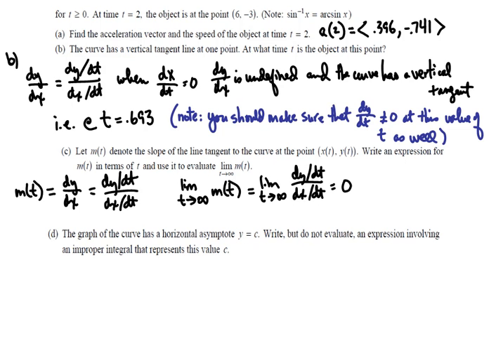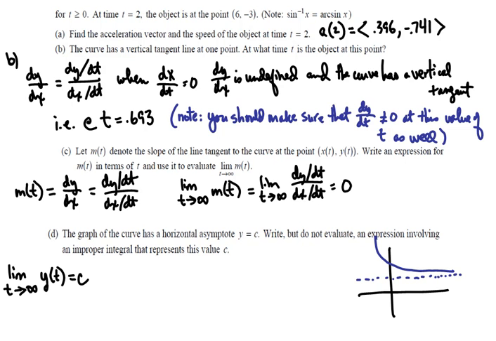For part D, we're told that the graph of the curve has a horizontal asymptote at y equals c. And so that means as time goes out to infinity, the y value is going to converge to a real number, c. It doesn't have to be 0, but it could be 0. It's just some real number c. And we would write that as the limit as t approaches infinity of y of t is equal to that value, whatever that value of c is.